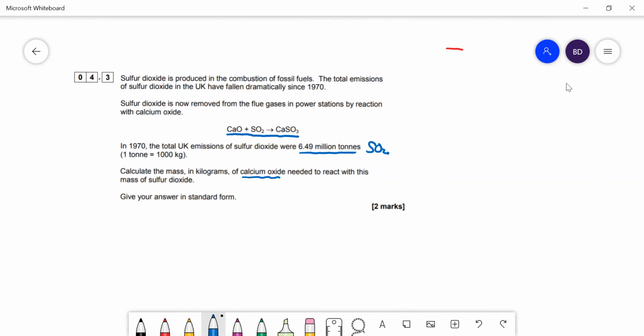So what we're going to do first of all is write down the mass of sulfur dioxide. So we've got mass of SO2, it's all about interconverting the units, is equal to 6.49 million tons. So multiply that by 1,000, as there are 1,000 kilograms in 1 ton.